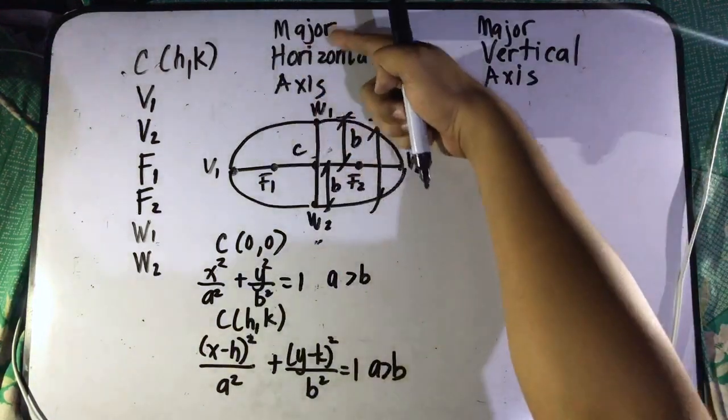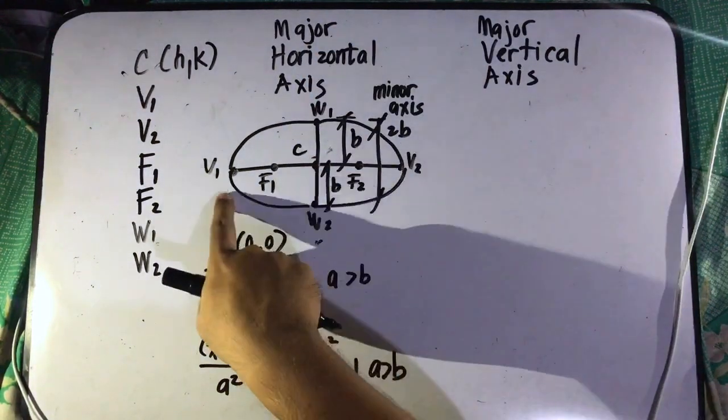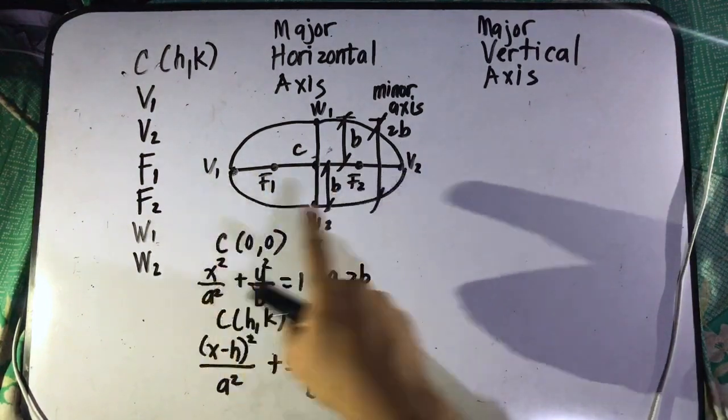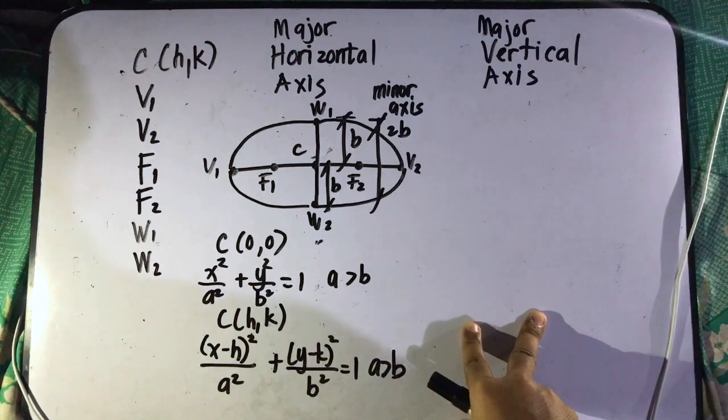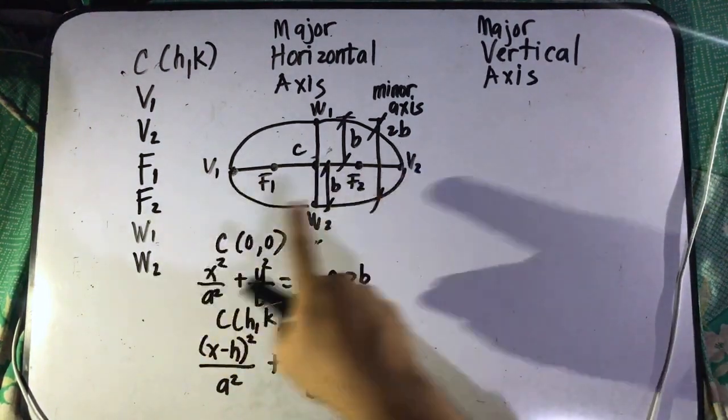So, bakit nga siya naging major axis, major horizontal axis ulit? Because the vertex, the vertices and the foci lie on the horizontal axis. Always remember that vertices and foci will be collinear. Ibig sabihin ng collinear, pareho lang silang nasa isang line.